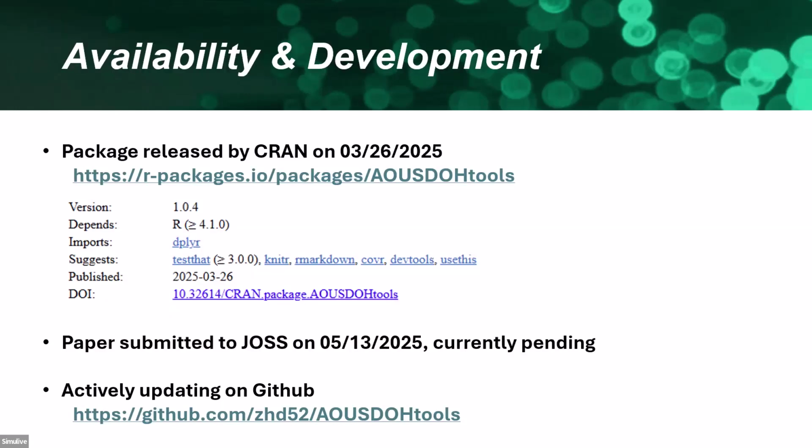The package was released on CRAN on March 26, and it's also on GitHub if you prefer the development version. The paper has also been submitted on May 13th. And we are also keeping it up to date as the All of Us platform evolves. So if they change how questions are labeled or add new domains, we'll reflect that in the package.